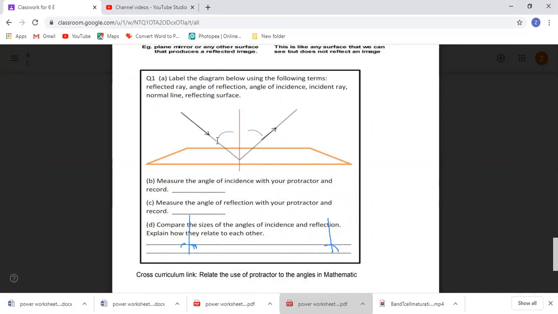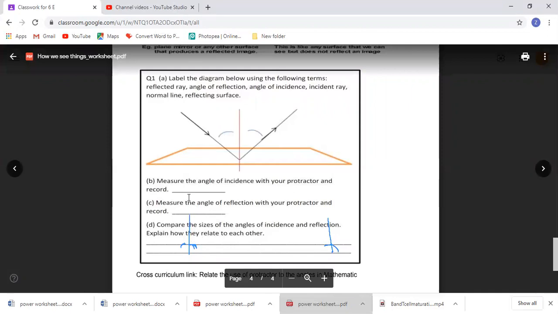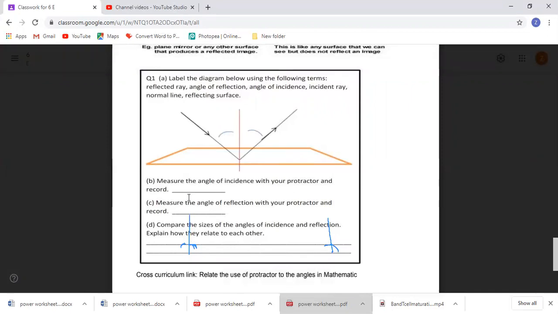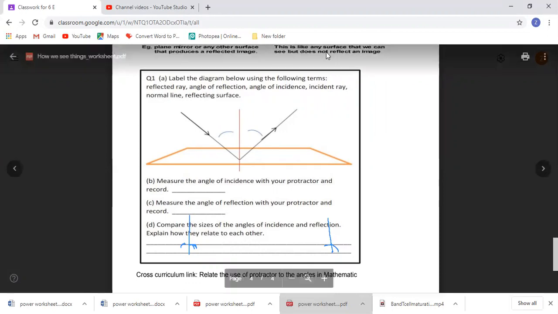Measure the angles, so you're going to measure them, and then you're going to observe that, as per the law of reflection, the angle of incidence is equal to the angle of reflection. Please make sure that you check your answers. Class, you need to self-check the work in order to understand the concepts better, right?